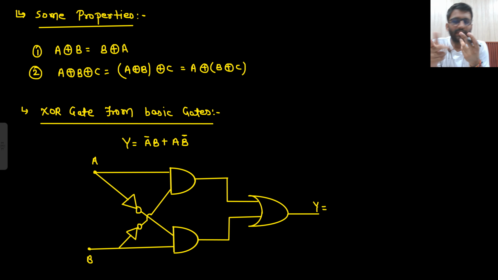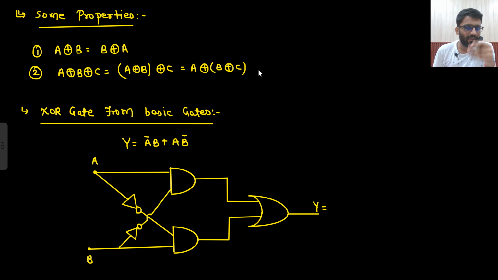Some properties I have already told. A XOR B is equal to B XOR A, just the reverse. A XOR B XOR C would be equal to first A XOR B and then you take the XOR with C. Basically, anywhere you can put the bracket. Now, XOR gate using basic gates.